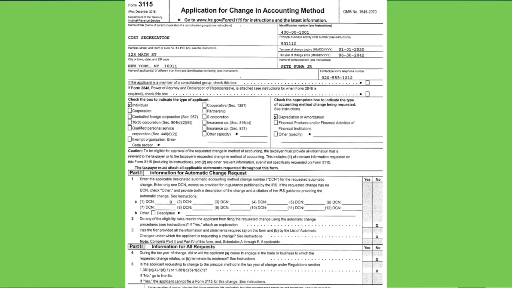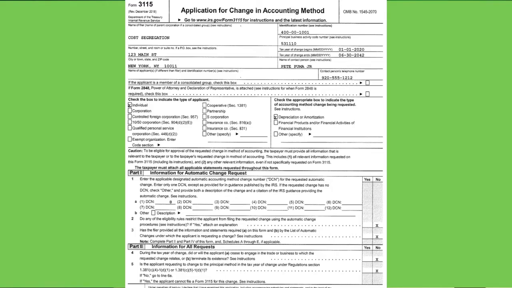So on page 1, you're going to enter your general information on the top. The one thing I will note is that on the right-hand side, it's going to say the tax year the change begins. And that's going to be the year that you're going to be applying this cost segregation study. The year that the change ends is going to be the actual end of the class life of the property. Then you're going to check on the right-hand side in the middle if it's an individual, corporation, partnership, S corporation, or any of the other entities there. You're going to check the box on the right side for depreciation.